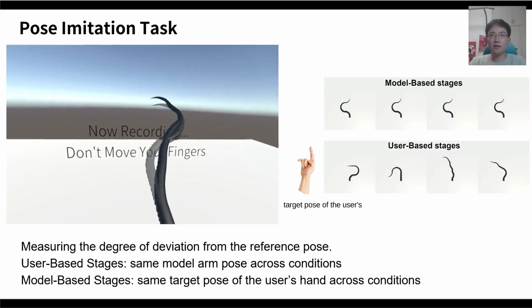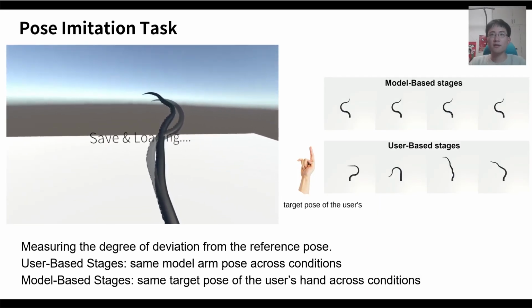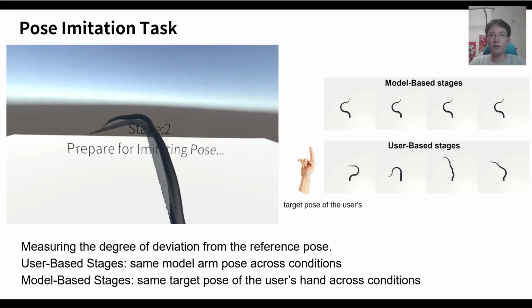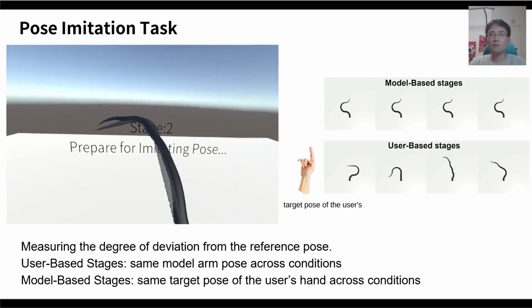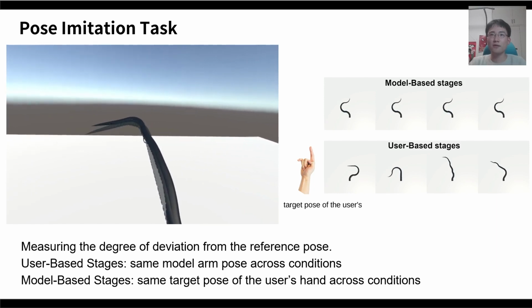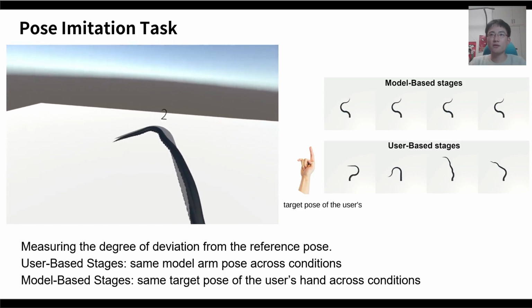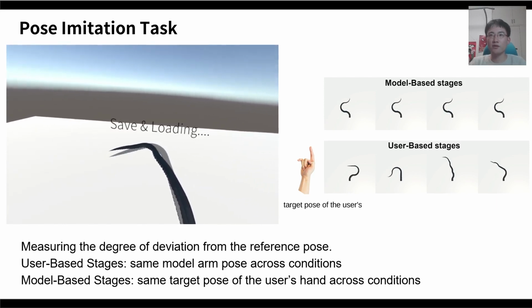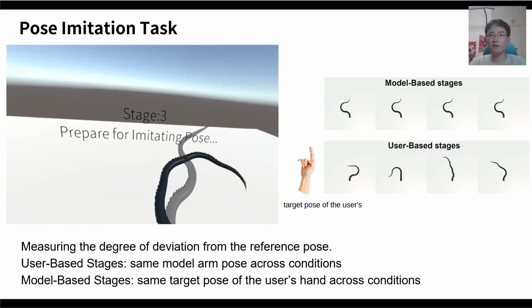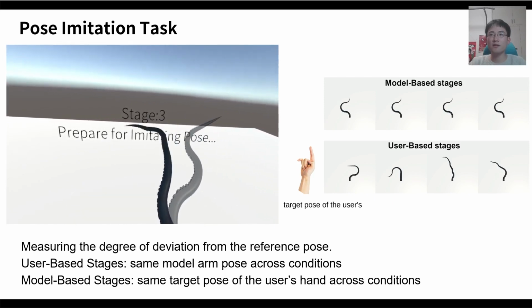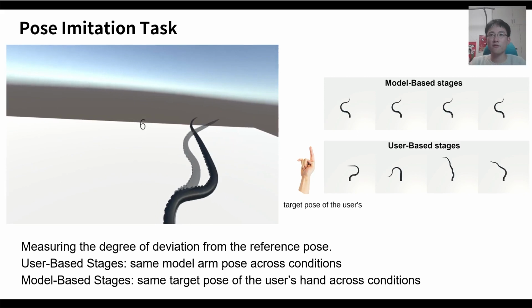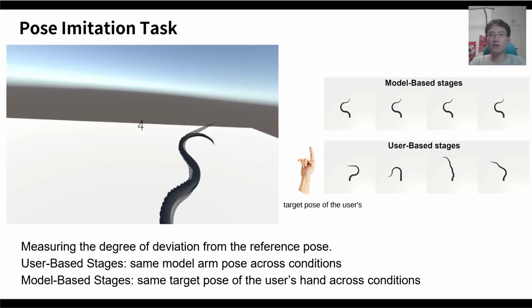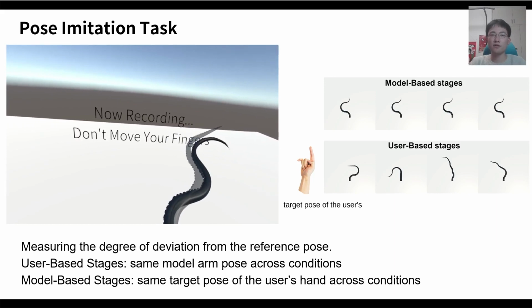In the pose imitation task, designed to measure the accuracy of precision movements, participants were asked to imitate the pose of a semi-transparent model arm. Anticipating two main challenges, identifying the finger joints to move and actually moving them, two types of stages were provided. In the model-based stages, the model arm was flexed at every three joints, and the pose was consistent across conditions. In the user-based stages, although the poses of the model arm varied across conditions, they were designed so that the target pose of the user's fingers remained consistent across conditions.